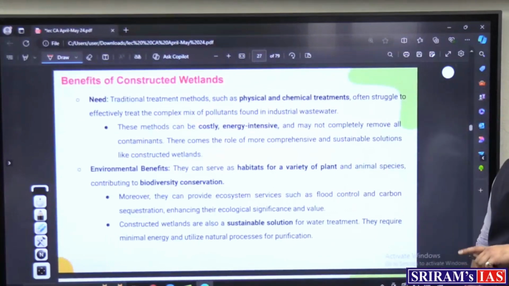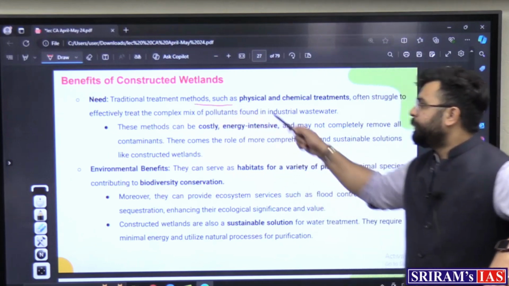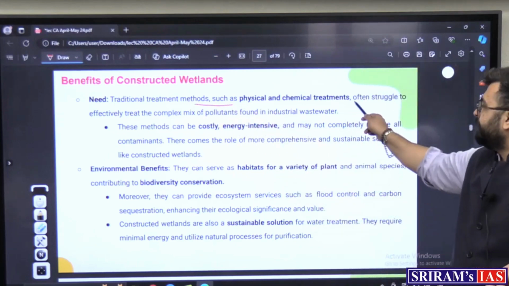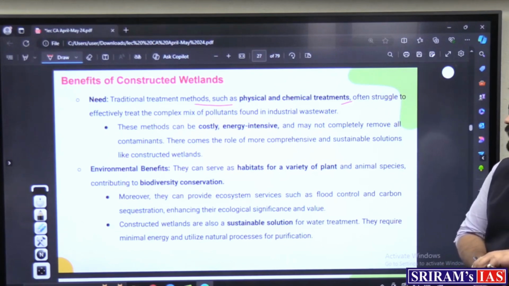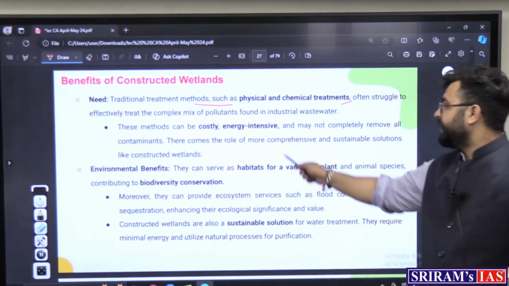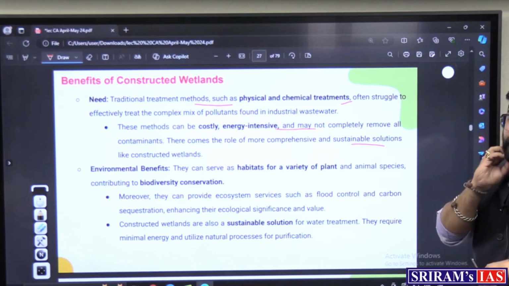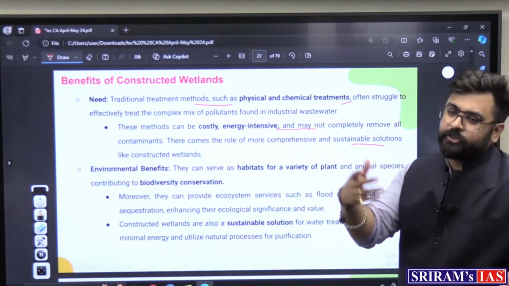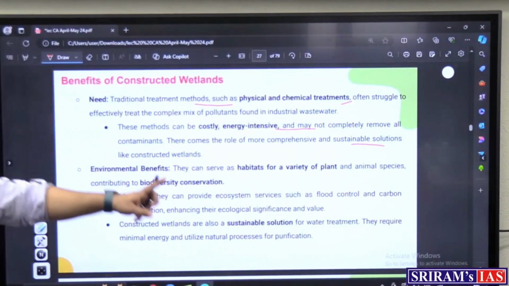So what are the benefits of constructed wetlands? Traditional treatment methods, physical and chemical treatment, often struggle to effectively treat the complex mix of pollutants found in industrial water. These methods can be costly, energy intensive, and may not completely remove all contaminants. There comes the role of more comprehensive sustainable solutions like constructed wetlands. Wherever we are not in a situation to clean and discharge the industrial water, you can pass that water through these wetlands.